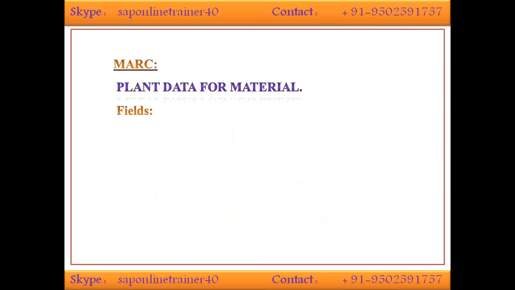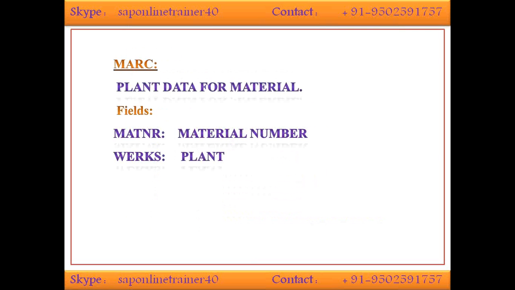And now I want to show you some of the database tables here. MARC is another database table which contains plant data for the material, and also it contains more than 200 fields. It depends upon the database only. And what are the fields available here? MATNR, already you are familiar with this one, material number, and WERKS means plant. I have shown you in the diagram there are 4 plants: P1, P2, P3, P4. Those plants can be identified with the help of this field WERKS.